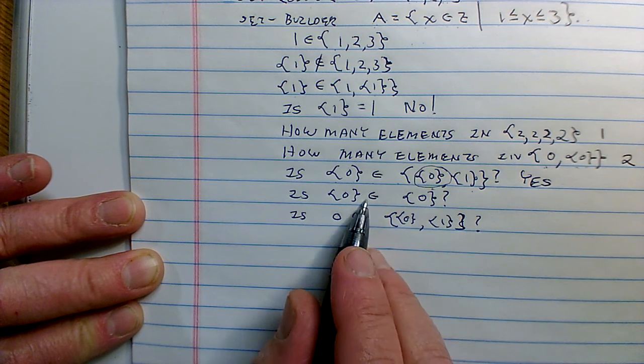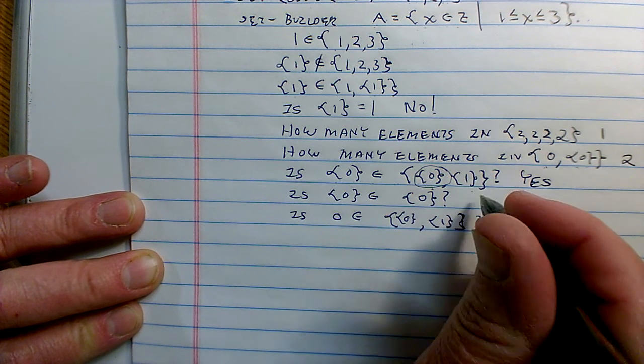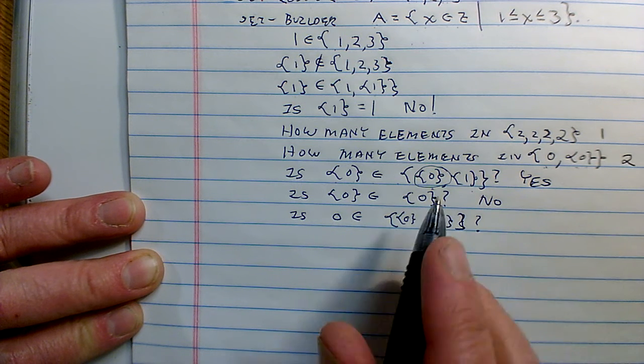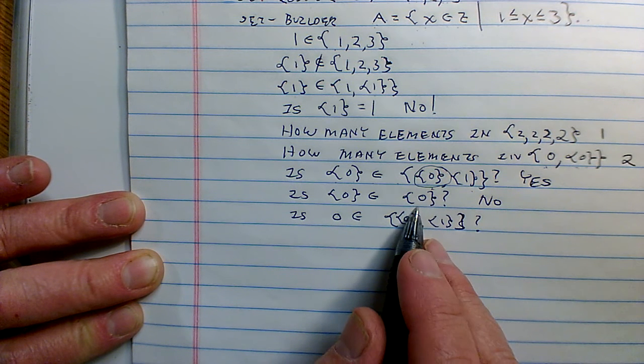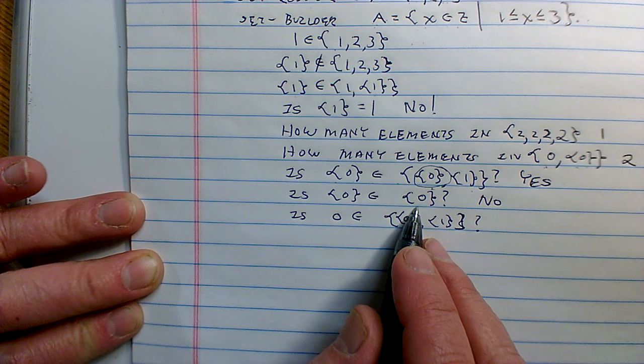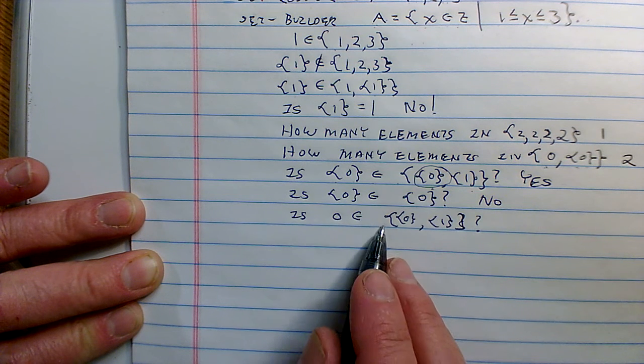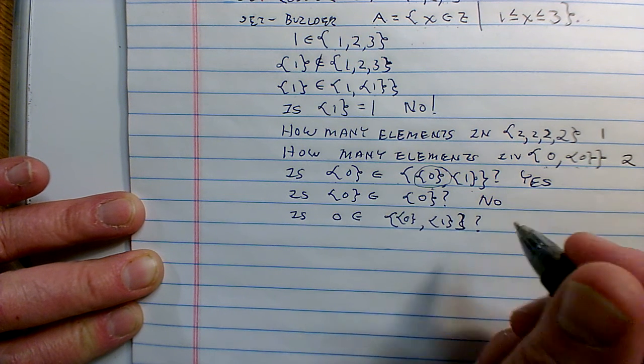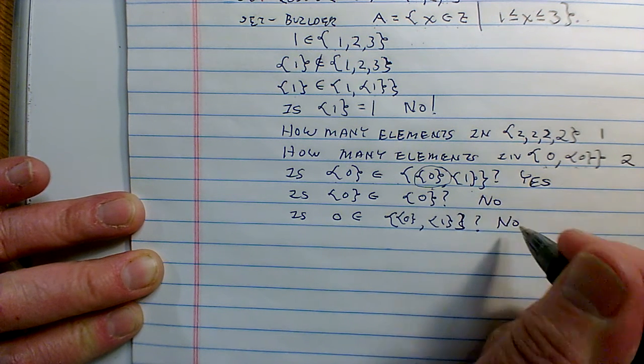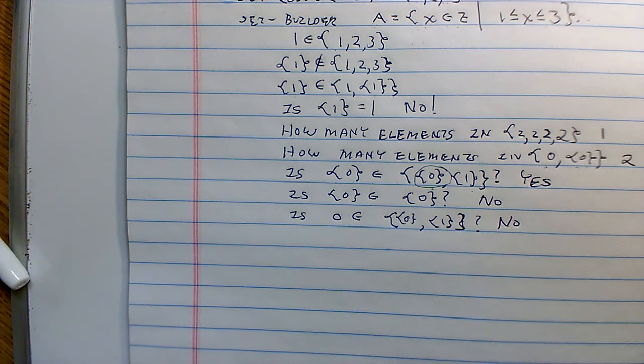Is the set containing 0 an element of the set containing 0? No, because this set doesn't contain a set containing 0. Is 0 an element of the set that contains these 2 sets? No, it is not. This notation is something you should become comfortable with, and you should try the problems in Section 1-2 to make sure you're comfortable with this.